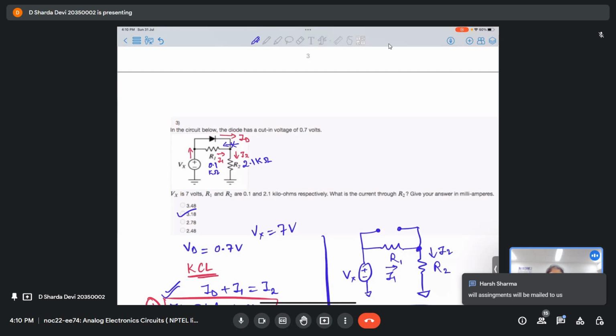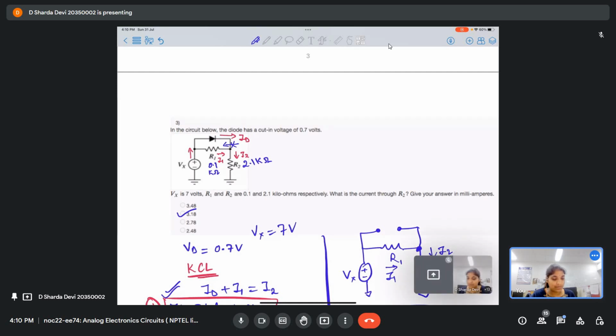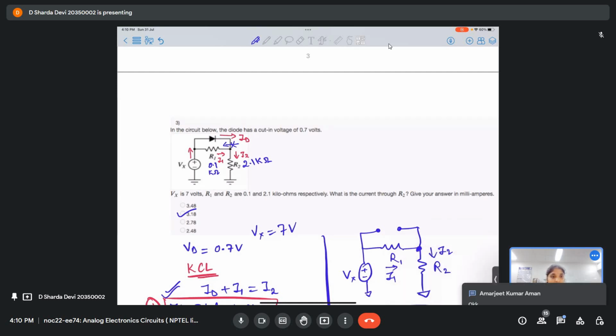No, assignments won't be mailed. Assignments are there in Swayam, the NPTEL site, right? Where you log in, where you see the week-wise lecture series as well as your assignments. So week 2 you will get just after finishing week 1. Once week 1 is finished, the next moment week 2's lectures will be uploaded.